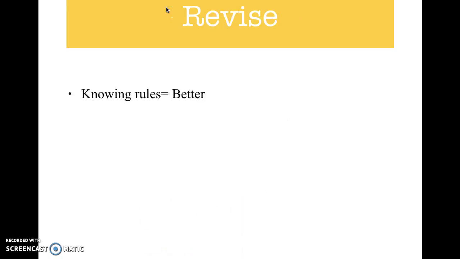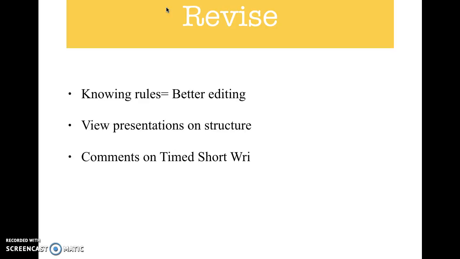How do we revise? Well, first of all, knowing the rules will result in better editing, whether these are the rules for structure or the rules for grammar, particularly for grammar. How do we know which ones to study? Well, we can look at the comments. I've recently done them on timed short write 1. Comments are available, and that's really recent. So these are mistakes that you're still making in your writing that maybe you can look over. There's also paper 2 draft 2, which is very recent. Look at the comments on papers 1 and 2.